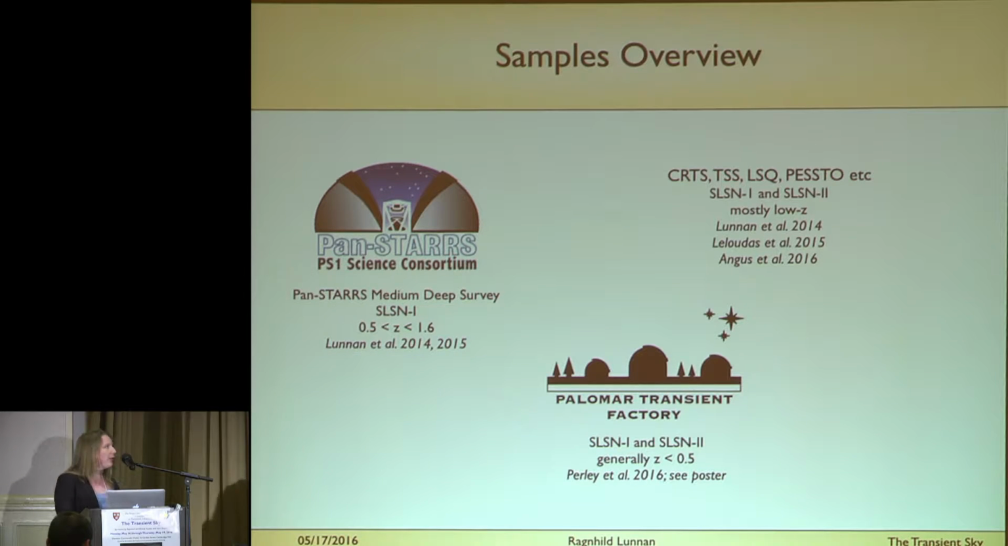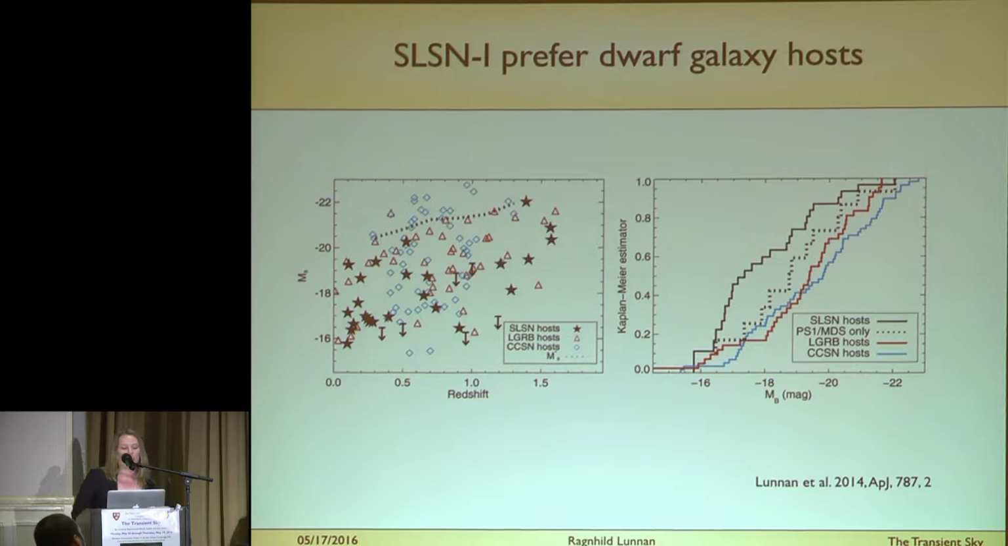So what have we learned from looking at all of these large samples of superluminous supernova host galaxies? I'm going to start by talking about the type 1s, because I think they are the most interesting. So the first thing I want you to take away is overwhelmingly type 1 superluminous supernovae prefer dwarf galaxy hosts. So what I'm plotting here on the left side is galaxy luminosity, just versus redshift. So this is from my compilation paper that uses data both from Pan-STARRS and the then public objects.